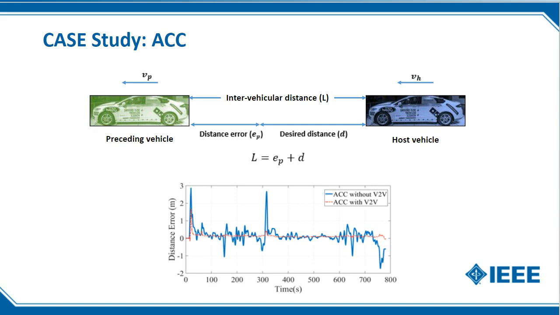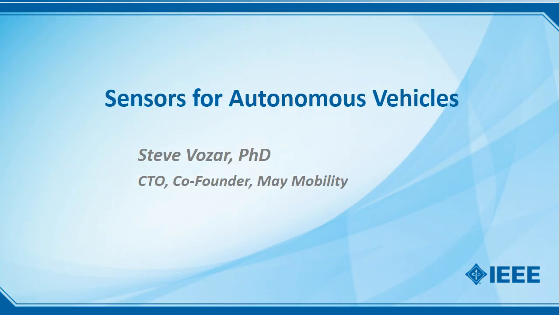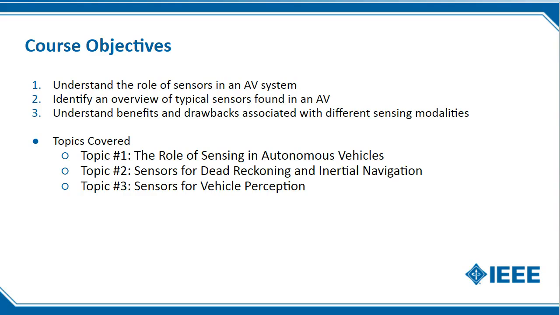Thank you, Dr. Lashkarian. The section that I'm going to be talking about is sensors for autonomous vehicles. The objectives of my course are for people to understand the role of sensors in a self-driving car, have an understanding of typical sensors that are going to be found on an autonomous vehicle, and then really know a little bit more detail about the benefits and drawbacks associated with different sensing modalities. I've broken this down into three basic topics. Number one is just the role of sensing in AVs, and then I talk in more detail about sensors for dead reckoning and inertial navigation, and then sensors for vehicle perception.